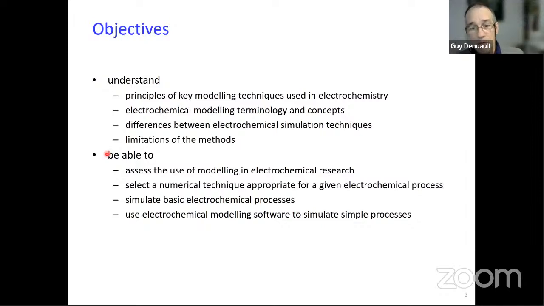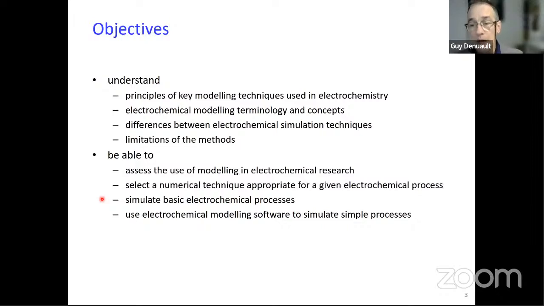The other objective is that I'd like you to be able to assess how modeling is being used, for example, in the electrochemical literature. So being able to make a judgment about the models and how they've been implemented. That is very important. Having attended these lectures, you should also be able to select a particular technique for a particular electrochemical situation. And ideally, you should be able to simulate some basic electrochemical processes.